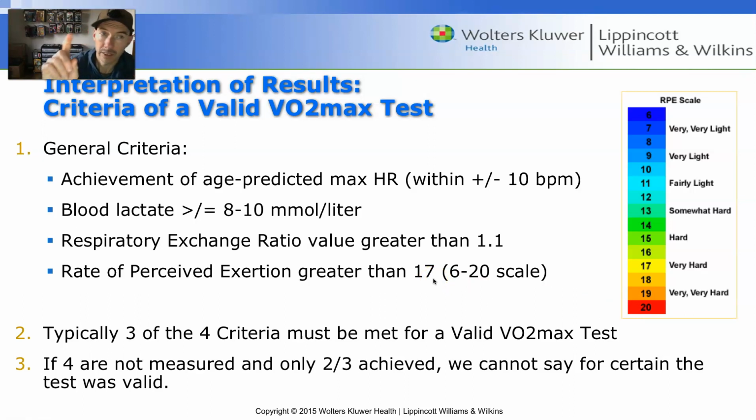Now, for the treadmill test, we're only going to measure 3 of these, okay? So we have to get 3 out of 3 for the test to be valid. If we only get 2 out of the 3, theoretically, we cannot say the test is valid since we did not measure lactate. Now, in lab 3, we'll measure lactates. We'll have all 4 that we can look at to determine our validity. So again, for lab 2, if we only get 2 out of the 3, we have to say it's not valid, okay?